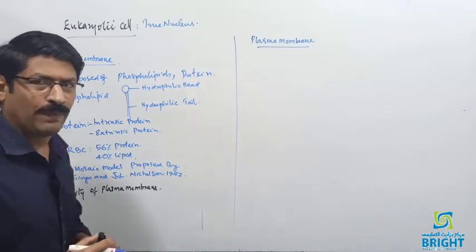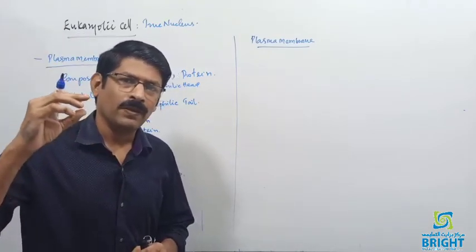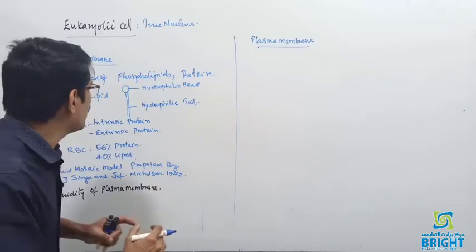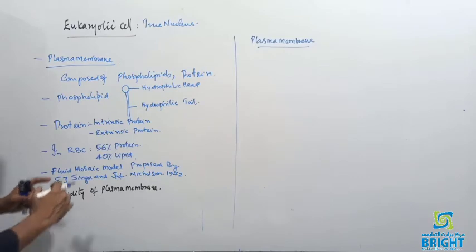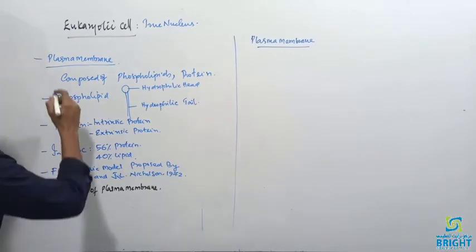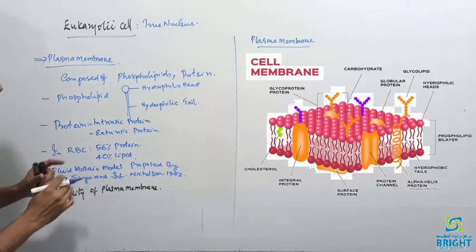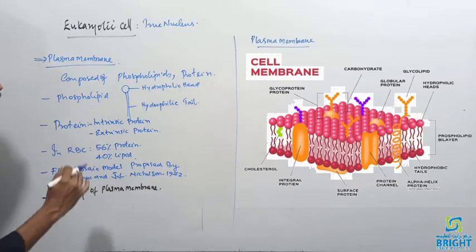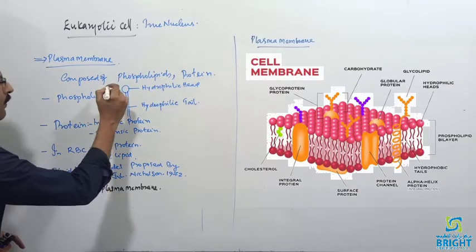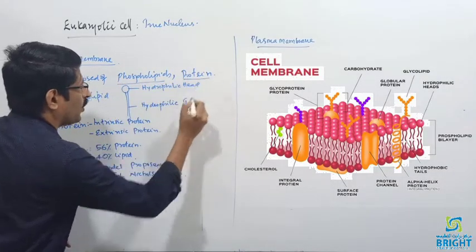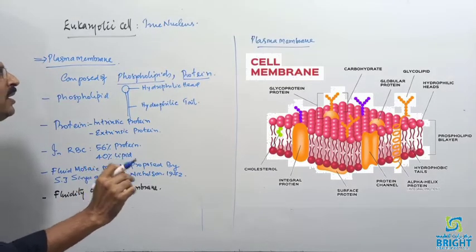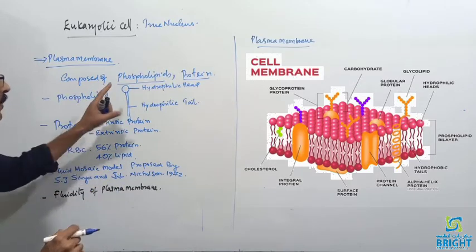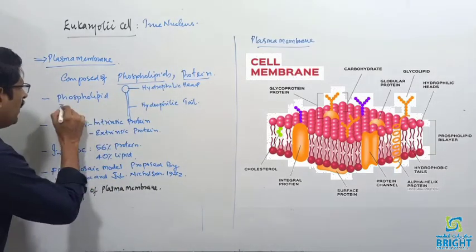The eukaryotic cell is represented by the kingdoms Protista, Fungi, Plantae, and Animalia. We are going to discuss the structure of a eukaryotic cell. Eukaryotic cells have a plasma membrane, which is chemically similar to that of the prokaryotic cell. Chemical analysis of the plasma membrane shows that it is composed of phospholipid and protein.